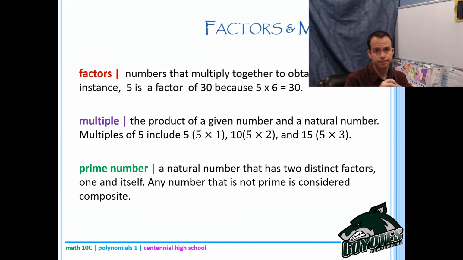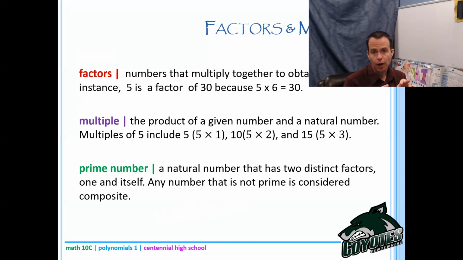A prime number is a natural number that has 2 distinct factors, 1 and itself. Any number that's not prime is considered composite. So prime numbers are like 2, 3, 5, 7, 11. When I think about the factors of all those, I can only say that they're 1 and itself, okay?